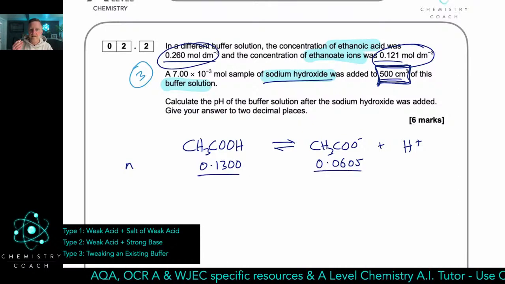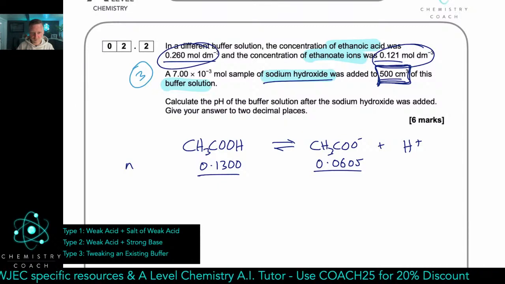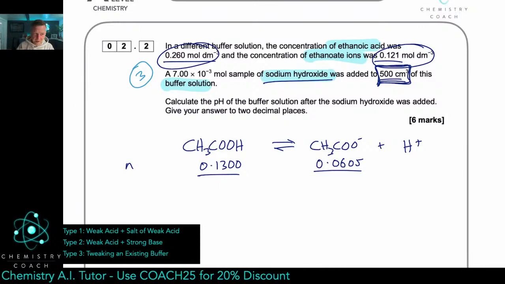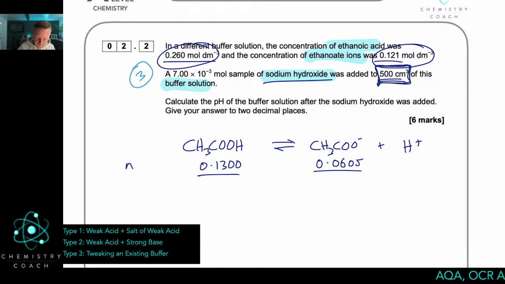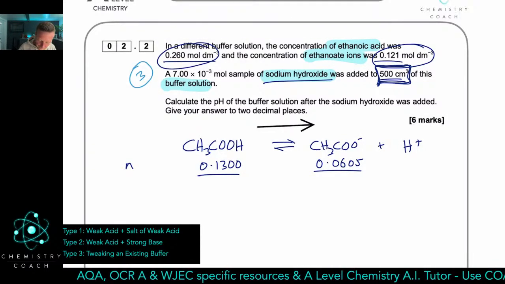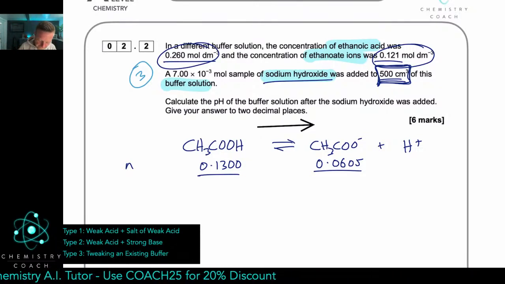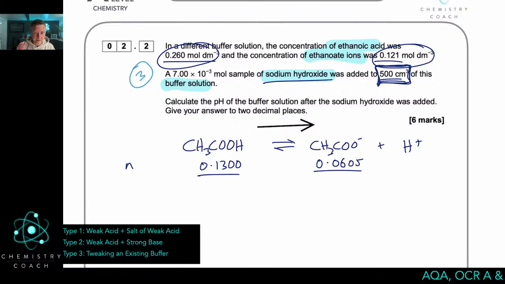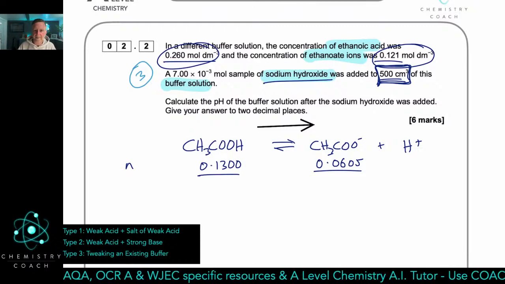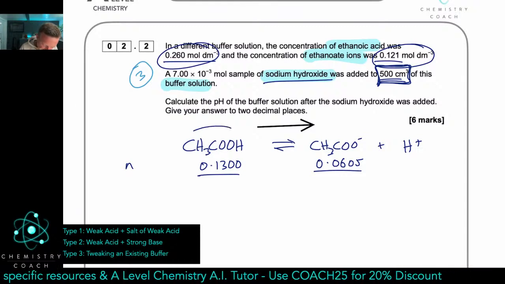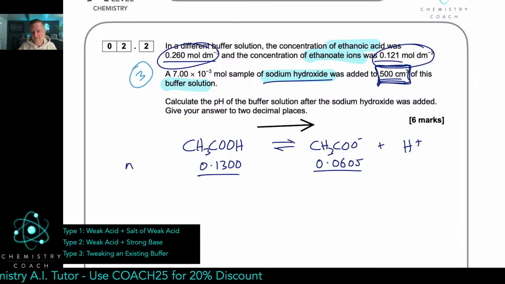Now we're adding 7 times 10 to the minus 3 moles of sodium hydroxide. Okay, now remember what I said right at the beginning of this. If I add sodium hydroxide, it's going to react with or neutralize these hydrogen ions. So the equilibrium is going to shift to the right, to replace those hydrogen ions. So what we know is that the sodium hydroxide reacts 1-to-1, and it will always be 1-to-1. They'll never do anything shady. It's always 1-to-1. So if 7 times 10 to the minus 3 moles of sodium hydroxide is added, this is going to go down by that same amount.